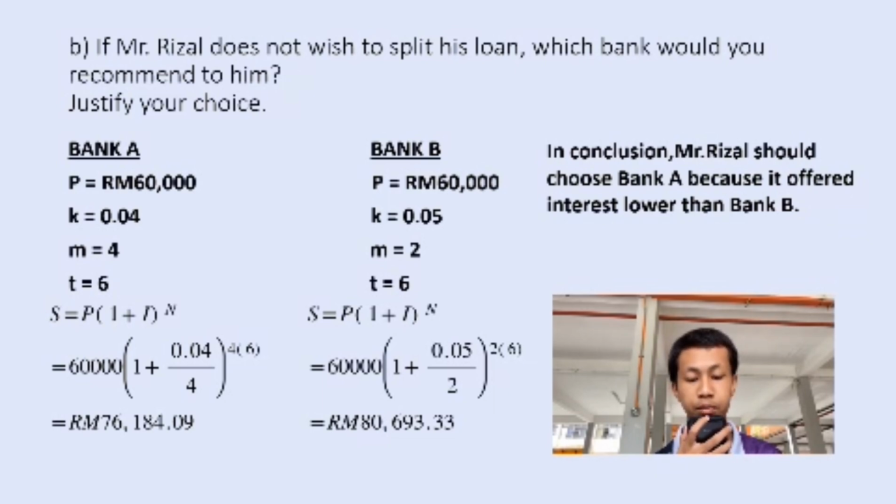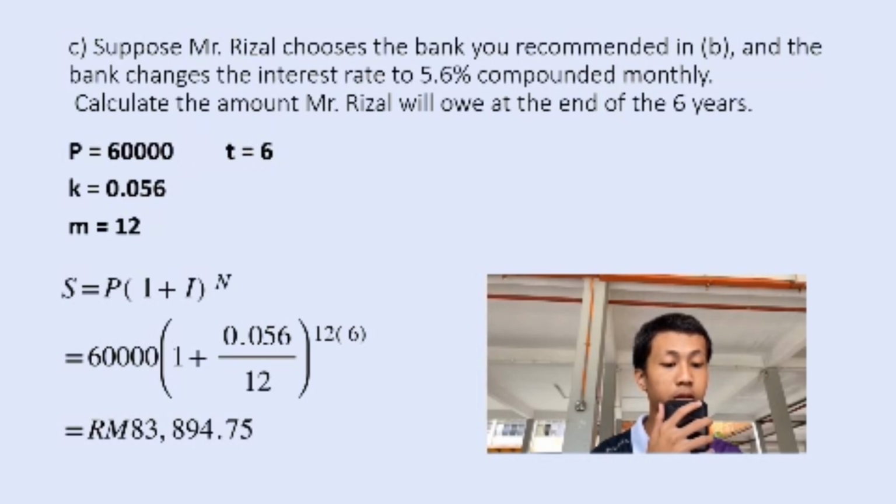76,184 ringgit and 9 cents. As for Bank B, we get 60,000 (1 + 0.05/2)^(2 × 6), and the final answer is 80,693 ringgit and 33 cents. Based on the result, choose the bank you recommend. In part C, the bank changes the interest rate to 5.6% compounded monthly. Calculate the amount Mr. Rizal will owe at the end of 6 years.